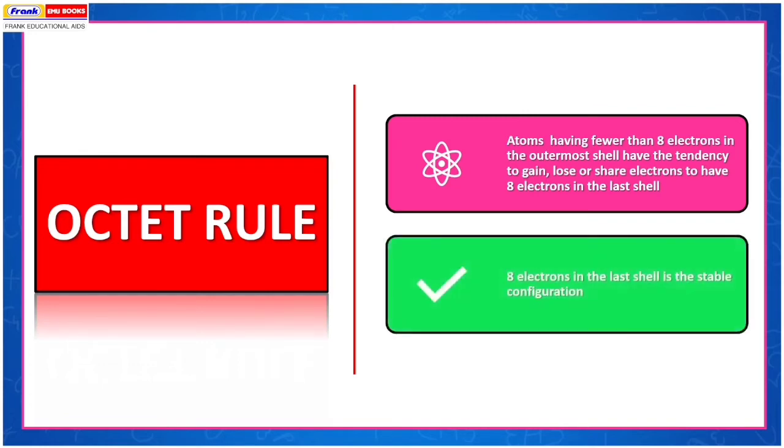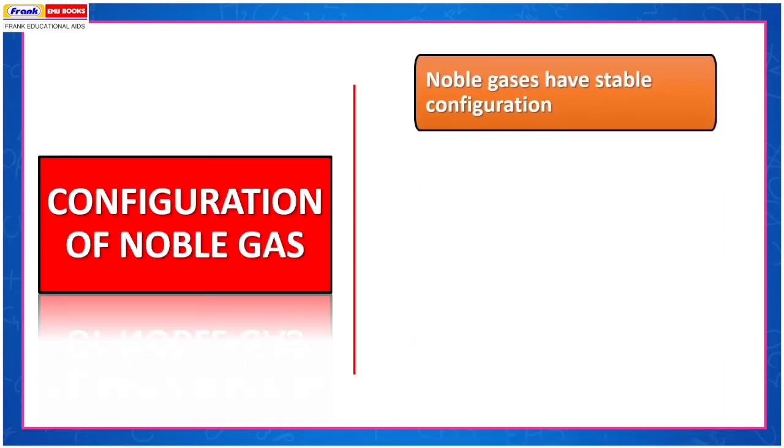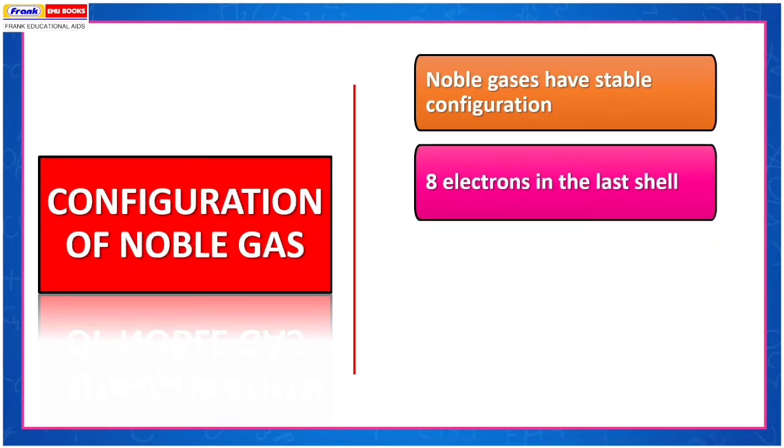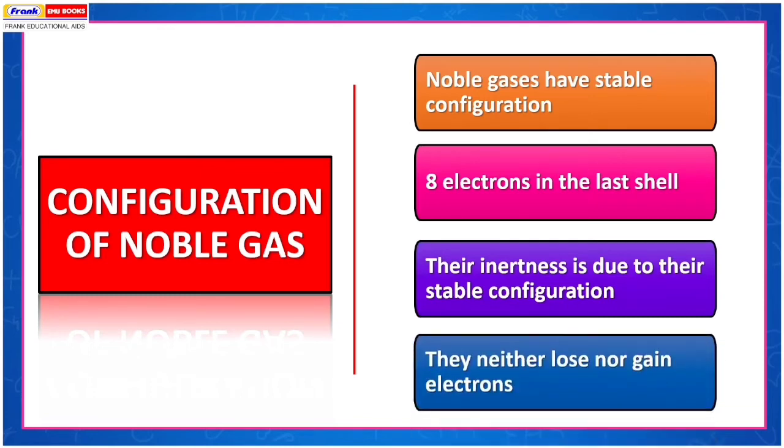Having 8 electrons in the last shell is the stable configuration. Configuration of noble gases: noble gases have a stable configuration, 8 electrons in the last shell. Their inertness is due to their stable configuration. They can neither lose nor gain electrons.